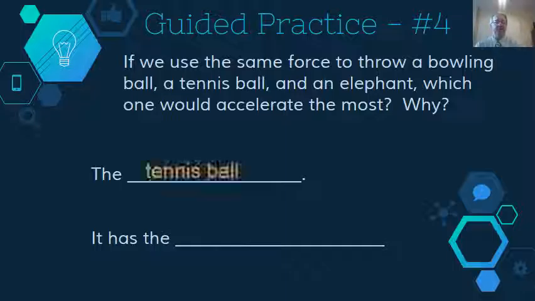All right, if you said the tennis ball would have the most acceleration, you would be correct, and that is because it has the lowest mass. It's going to result in the fastest acceleration.